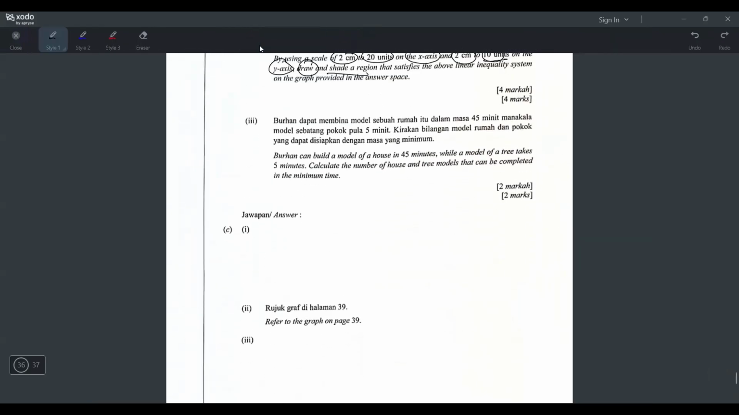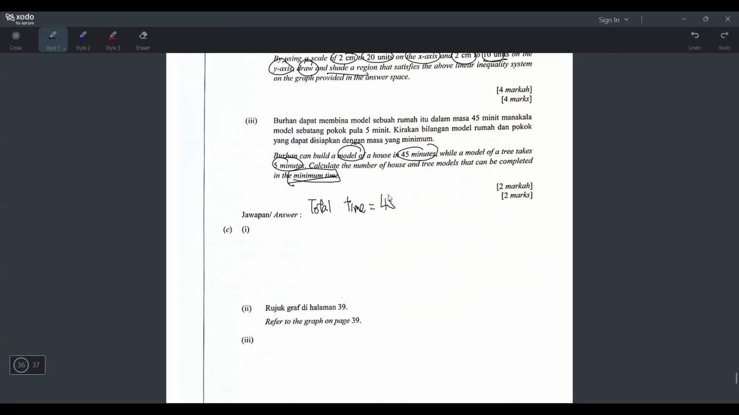Okay, number 3, let's read. Burhan can build a model of house in 45 minutes, while a model of tree takes 5 minutes. Calculate the number of house and tree models that can be completed in the minimum time. So the keyword here is minimum time. All right, so let's find out the total time first. What is the total time needed for Burhan?